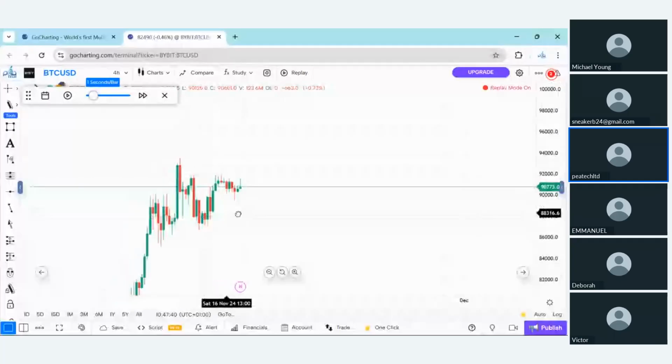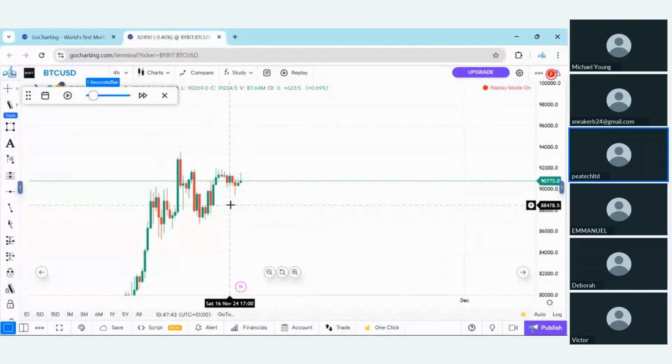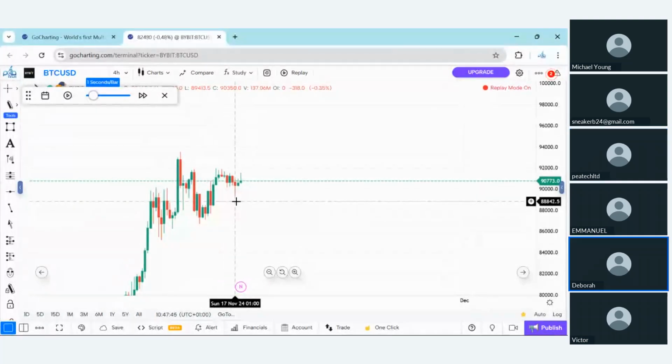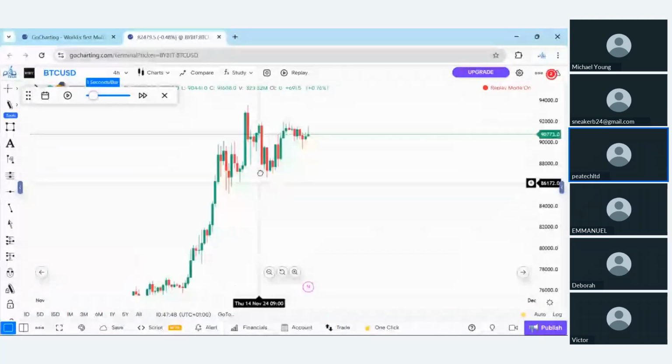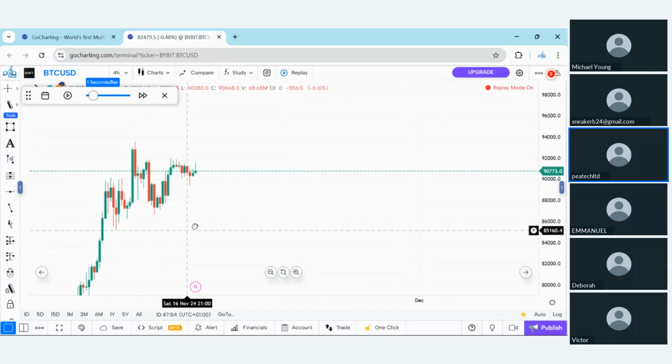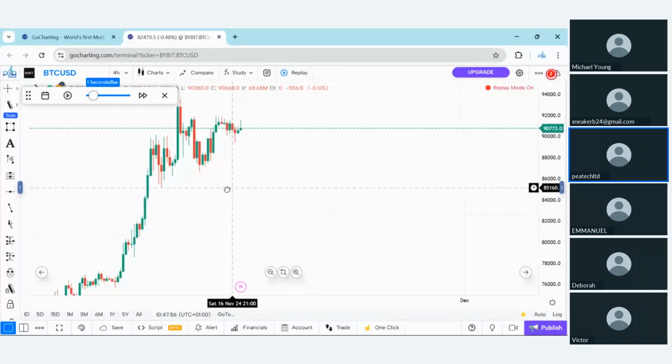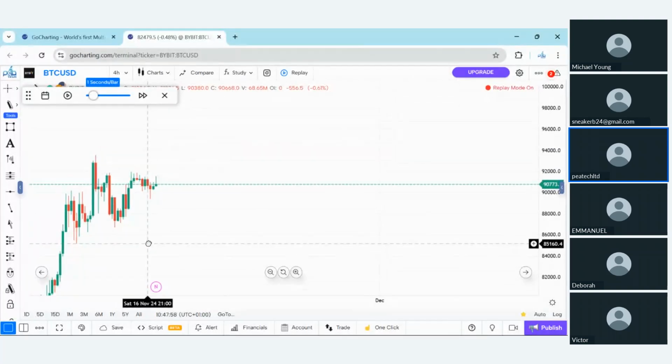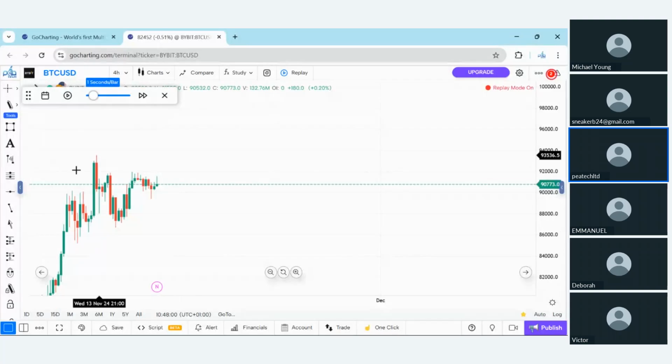I think my screen is shared now. Can you see the screen? Yes, I can see your screen. So this is the market that we want to use to check. We want to look for our supply and demand zones in this market. So let's watch.